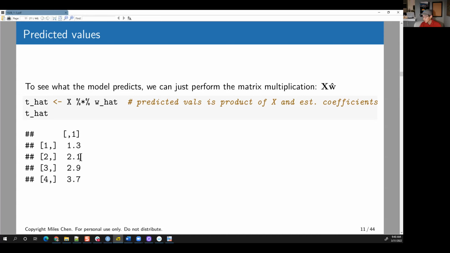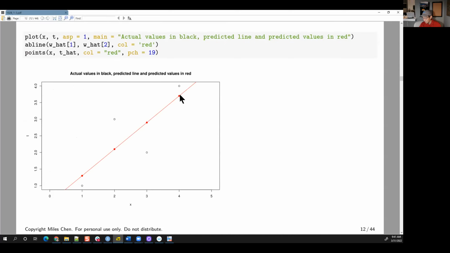If we want to figure out the prediction, we can just take the new input values, or even our existing input values, X, and multiply it by the fitted slope and intercept. So we have W hat, which is the values that we fit, the intercept and slope. So I do X times W hat, and this gives me T hat, the predicted values. And when we do this, I get 1.3, 2.1, 2.9, 3.7. These are our predicted values, and I can plot them. And this would be the line that we have predicted. And so we can see we got little residuals here, and apparently this line will minimize the sum of squared residuals. So this is what we have.